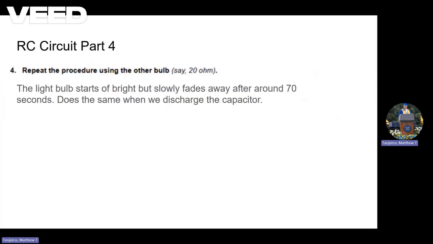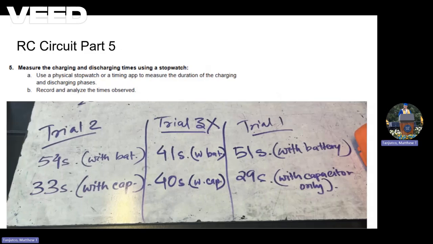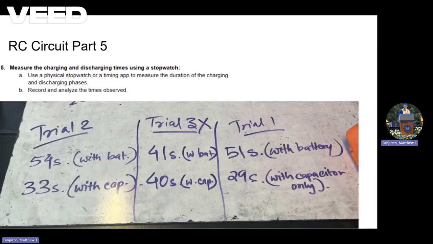If we used a light bulb with a higher resistance, we got a much higher time for how slowly the light faded, meaning the capacitor took a much longer time to charge up and discharge, which makes sense because the resistance is much higher. This is the data we got as well to prove our point.